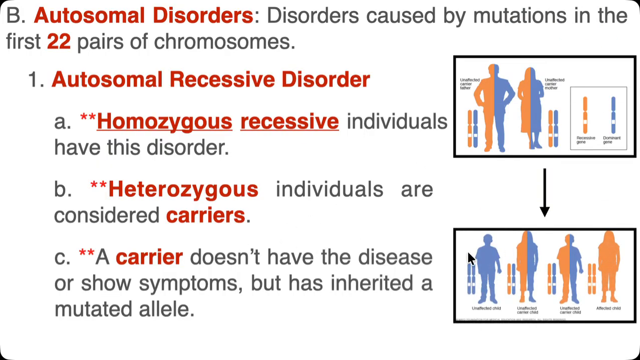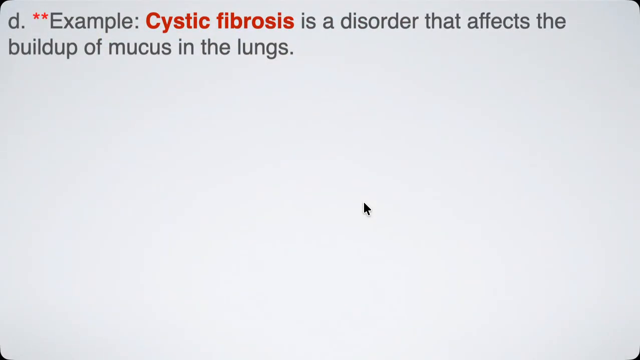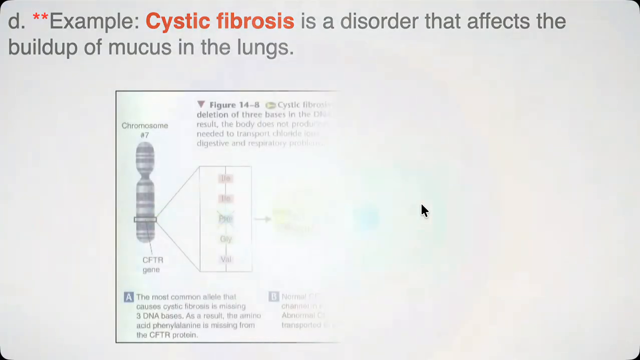So 25% chance that they have unaffected children, 50% chance their children are carriers. Again, they're unaffected though, because carriers are unaffected by the disease. But there's a 25% chance that you have a child with that particular genetic disease. So what's a good example of a genetic disease that is autosomal recessive? Cystic fibrosis is probably the most common one that everybody uses as an example.